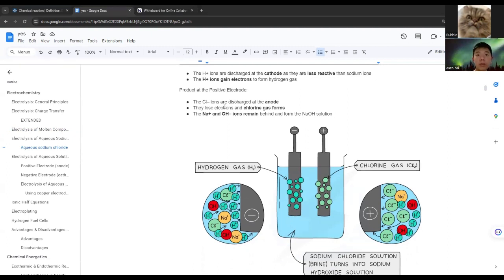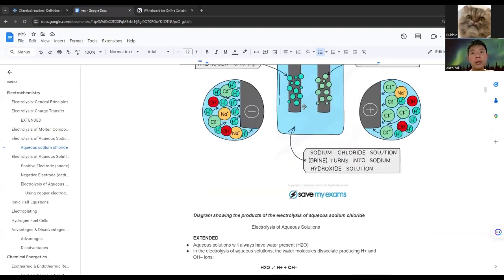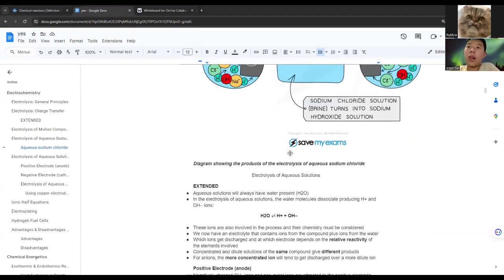the chlorine ions are discharged at the anode, they lose electrons, form chlorine gas, and then the chlorine gas escapes. That's why you could smell chlorine last time in Mr. Rat's experiment. It smells like swimming pool water. The Na and OH ions stay in the electrolyte, they remain behind and form sodium hydroxide in the electrolyte.